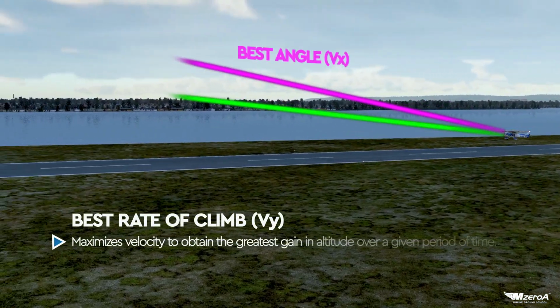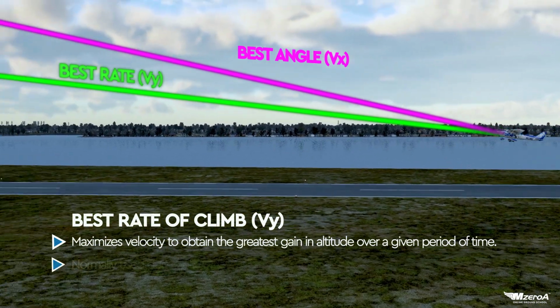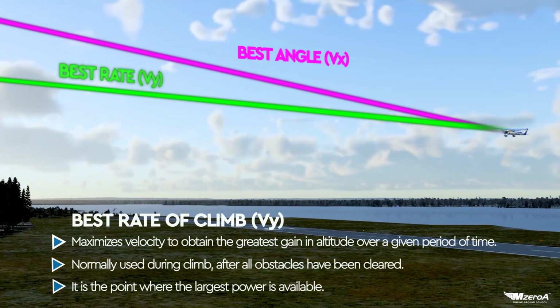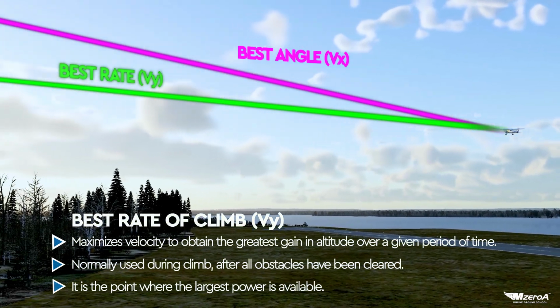We then have our best rate of climb, which is Vy. And Vy really maximizes the velocity to obtain the greatest gain in altitude over a given period of time. So Vy is what you normally use during your climb. In fact, if you're a private pilot going, I don't know either of these terms, your instructor's probably having you climb out at Vy so far, you don't even realize it. Vy is a little bit of a faster speed. Vy is normally used during climb, like after I've cleared all obstacles, along those lines.